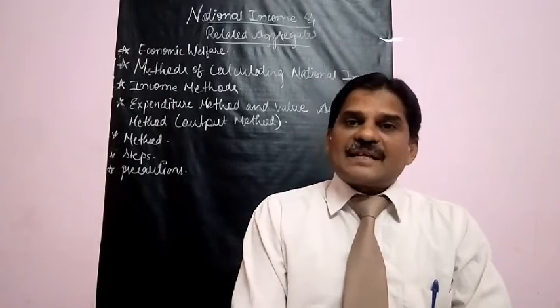I repeat, expenditure method is called C plus I method. It is that method which measures the final expenditure on gross domestic product at market price during an accounting year. This total final expenditure is equal to the gross domestic product at market price. In this method, national income is measured at the expenditure phase, that means spending phase, second phase.